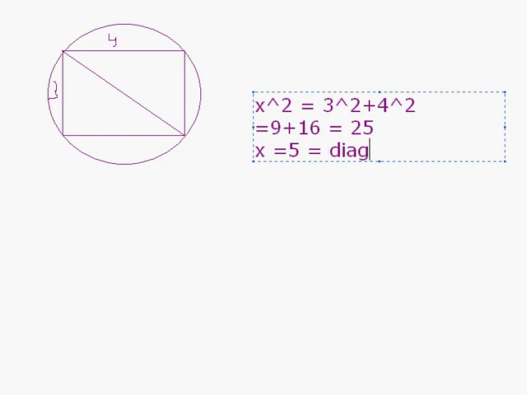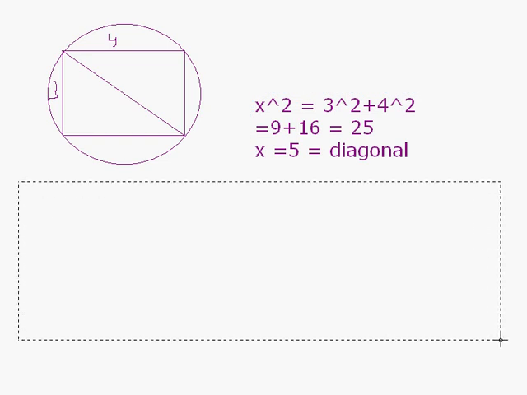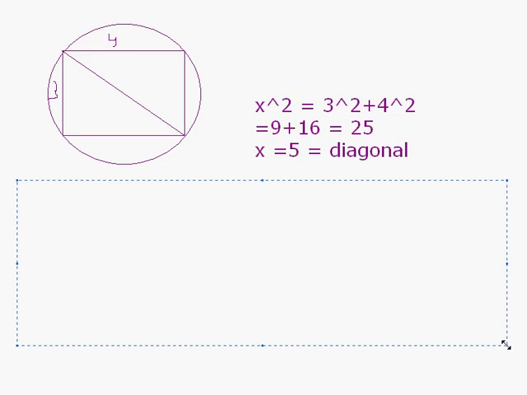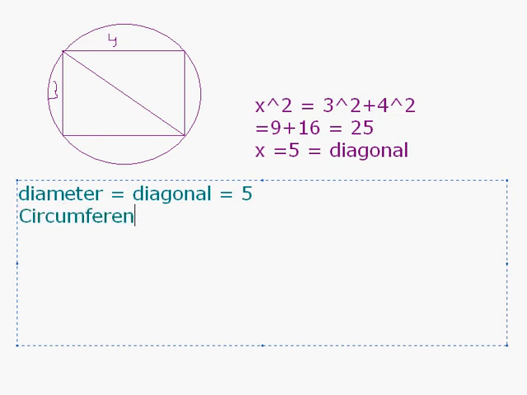So that is the diagonal. But actually the diagonal is the diameter of the circle, right? You can easily view from the figure the diagonal is actually the diameter of the circle. So diameter is equal to diagonal is equal to 5, right? Now can we know the circumference? Circumference of a circle is 2 pi r, or we can write it as pi times diameter. So it will become 5 times pi, okay?